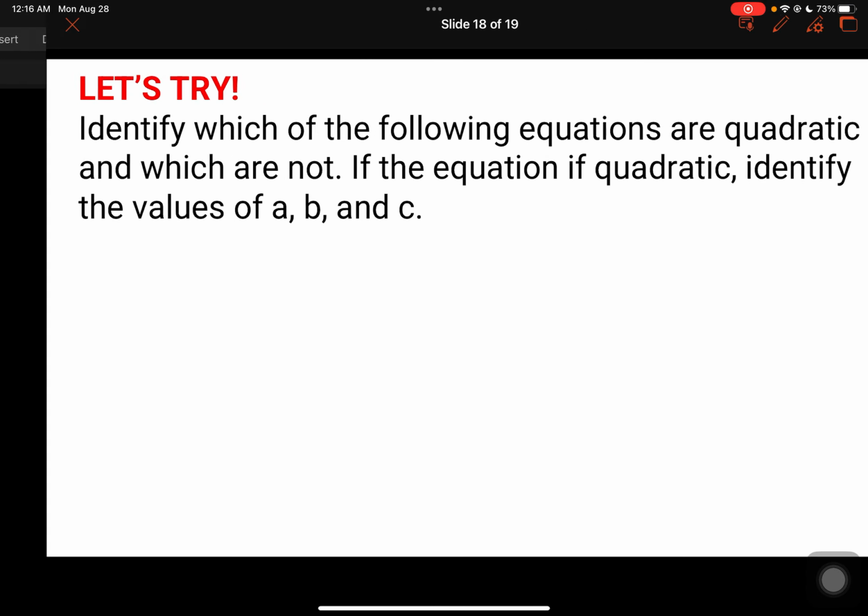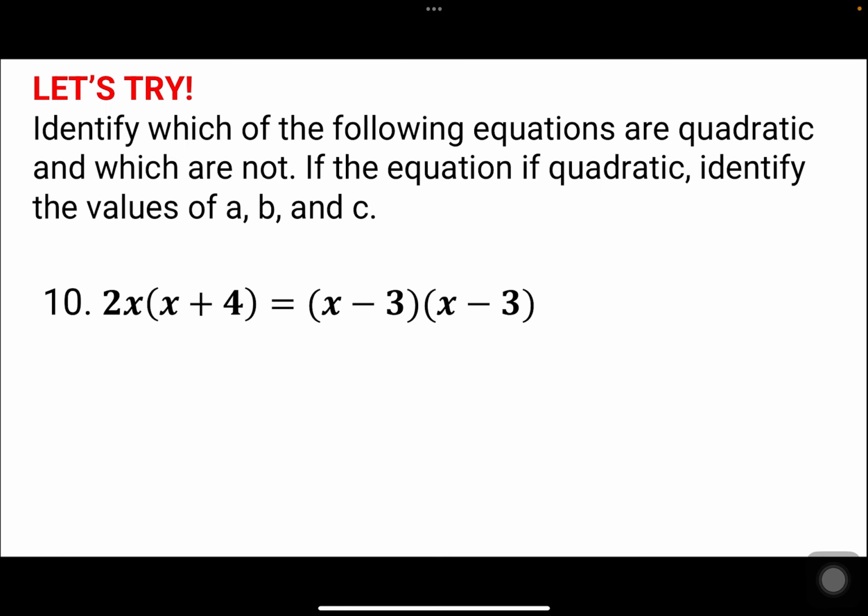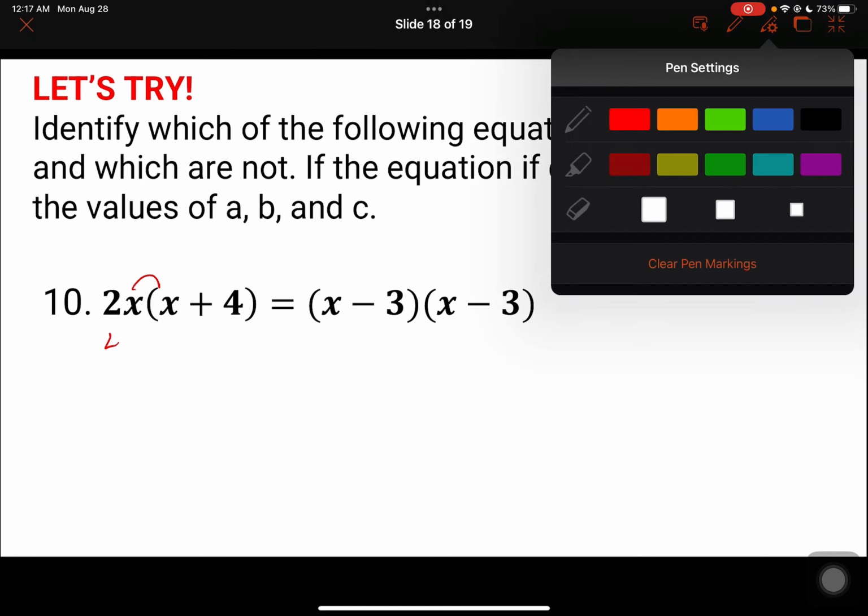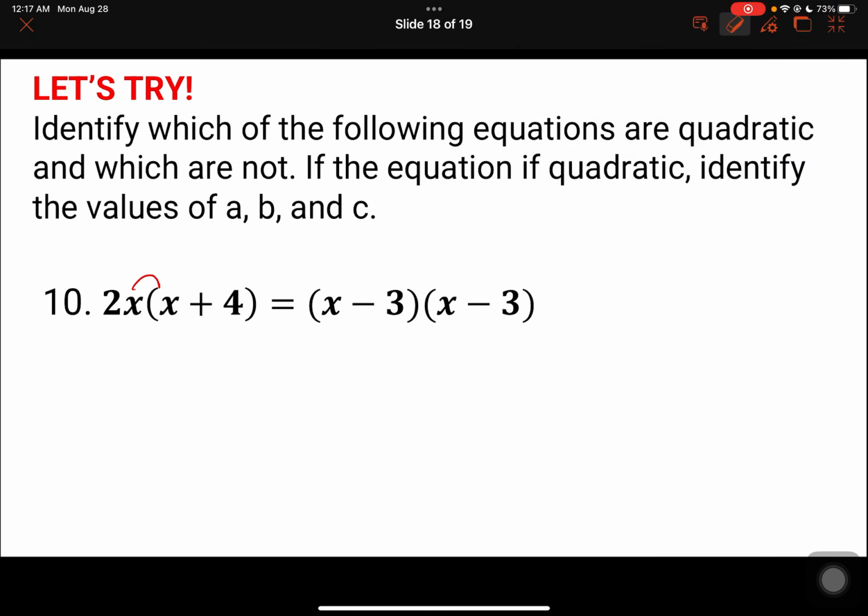Okay, number 10, if you have, ito medyo complicated, mas mahaba lang, pero madali lang din, same lang din sa process. 2x times the quantity of x plus 4 is equal to the quantity of x minus 3 times x minus 3. So dito, more on distribution na lang tayo. So distribute mo lang to dito. So 2x times x is 2x squared po, no? Then, 2x times positive 4 is positive 8x.